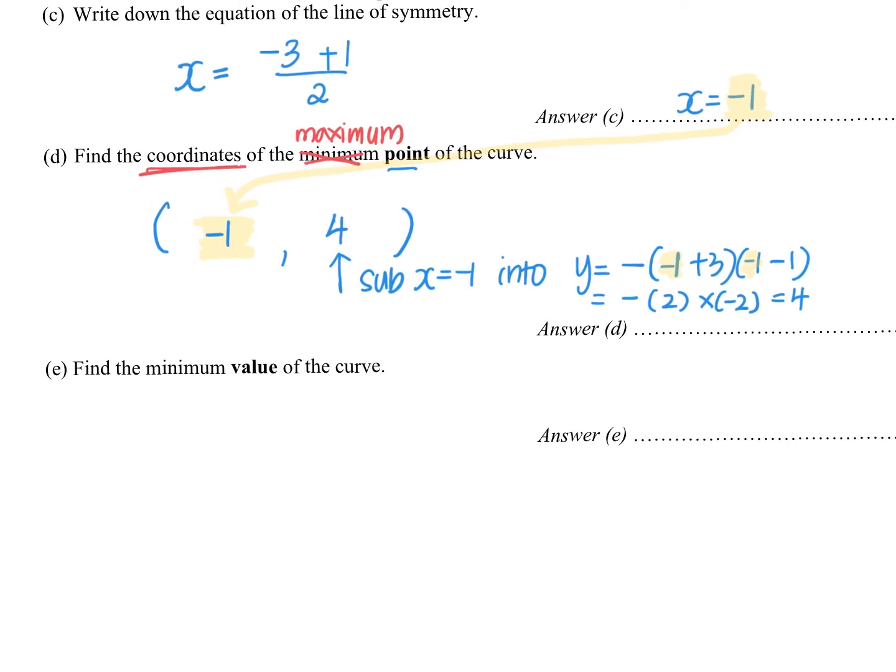Okay, and the next part of the question asks me to find the maximum value. Okay, my fault, I typed it wrongly. This is maximum. To find the maximum value of the curve, we are actually only looking at the y value over here. So this is the y value of my curve. The maximum value will be just the number 4. Okay, have you gotten the concepts?